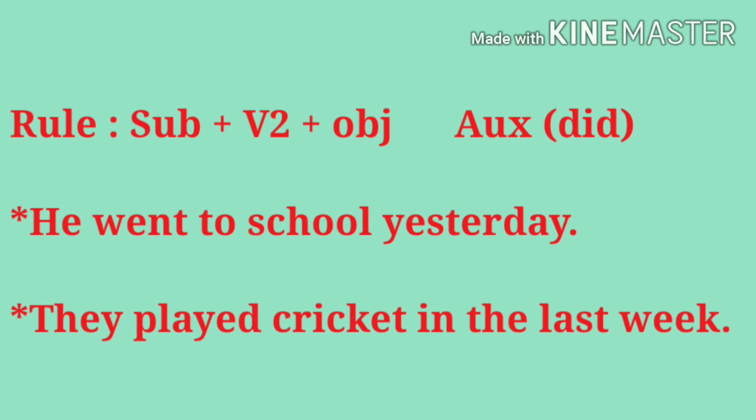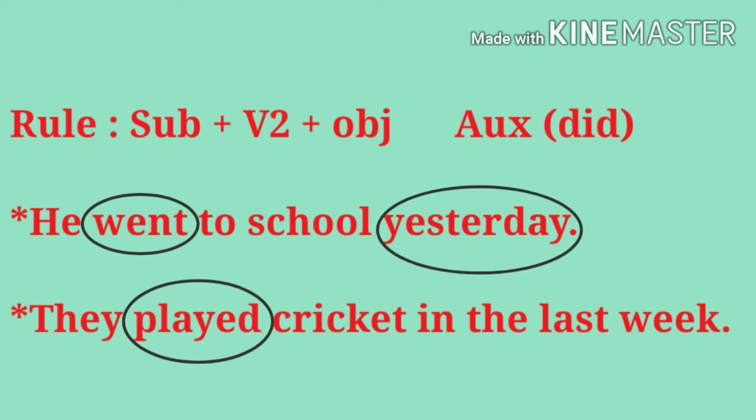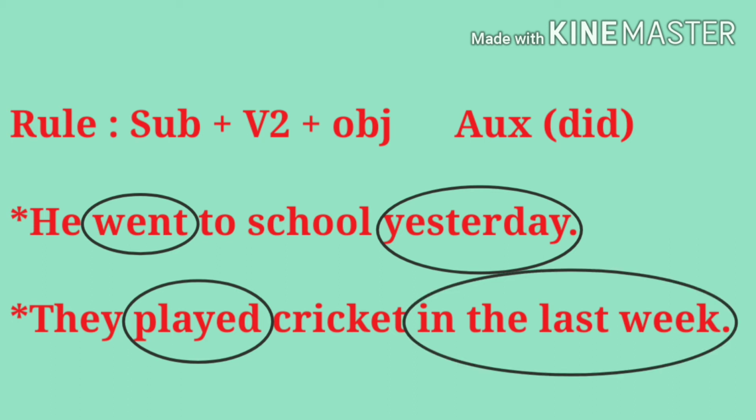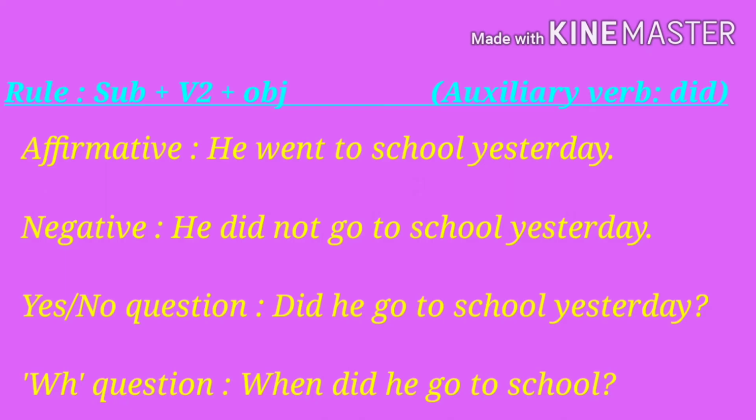Let's see the verbs in these 2 sentences. In the first sentence, went is the verb. Went is the second form of the verb go. And in the second sentence, played is the verb. Played is the second form of the verb play. Simple past is used to express an action happened in the past. The time given in the first sentence is yesterday, that is a past time, and in the second sentence, in the last week. This also is a past time.